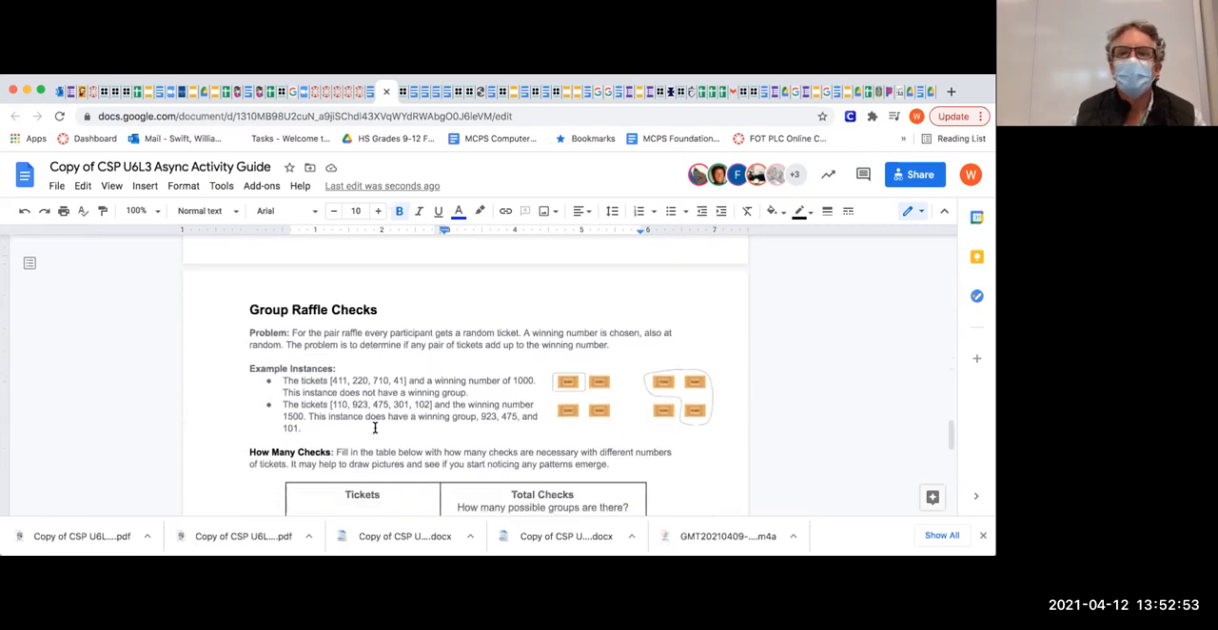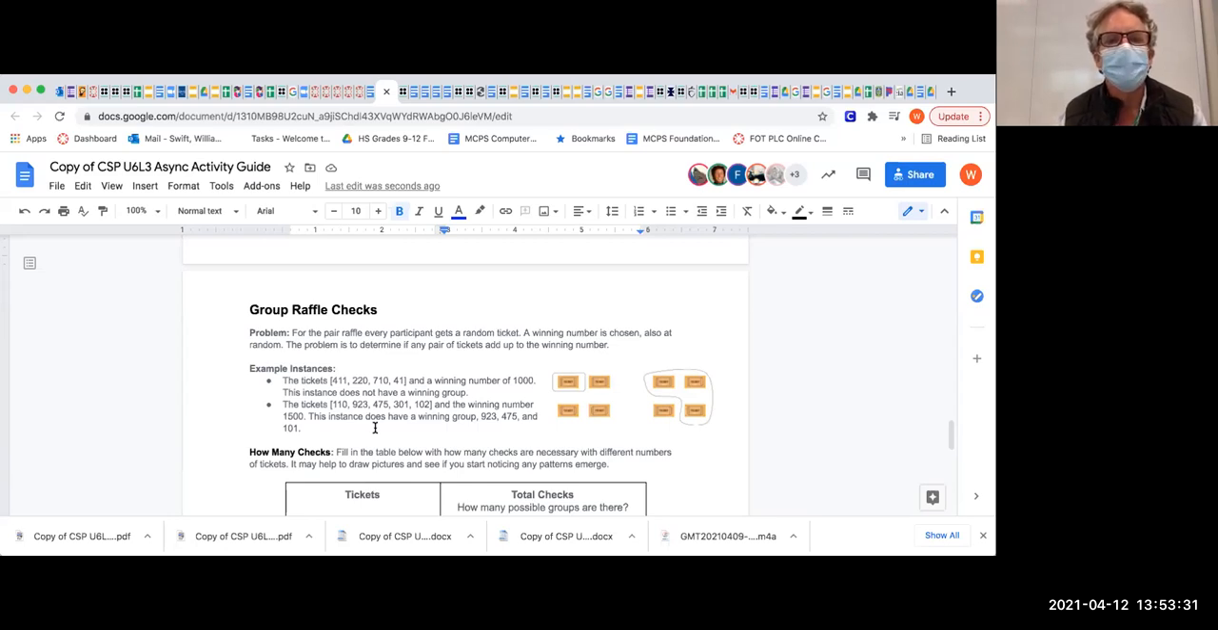All right, for the group raffle, every participant gets a random ticket. I apologize, there are typos in this. The group raffle sounds like it's talking about the pairs. It's supposed to be group. For the group raffle, every participant gets a random ticket. A winning number is chosen, also at random. The problem is to determine if any combination of your tickets, not any pair, add up to the winning number. You can use all your tickets to add up to the winning number.